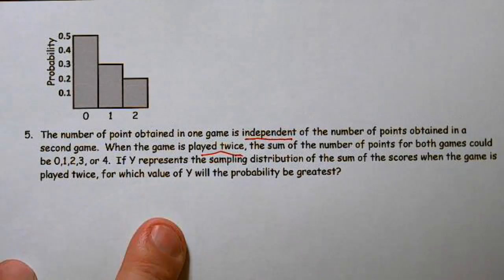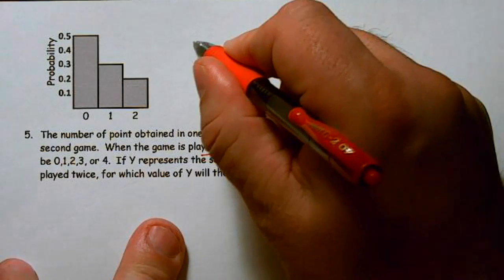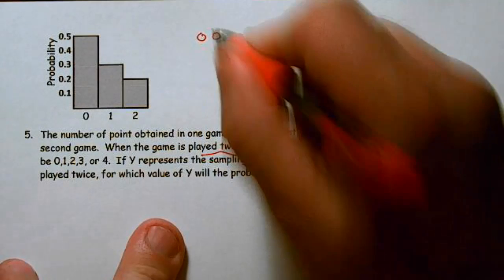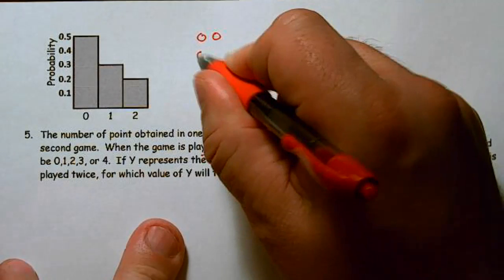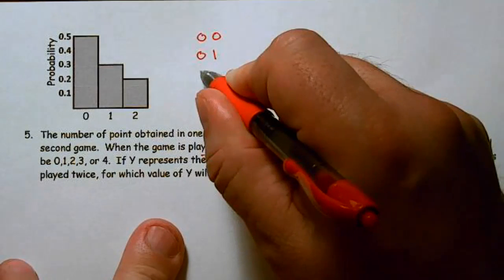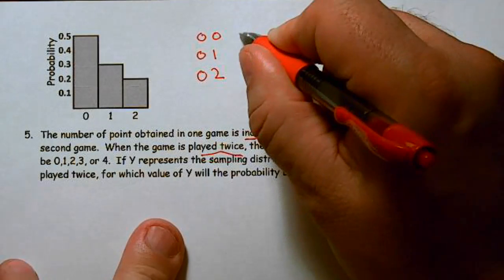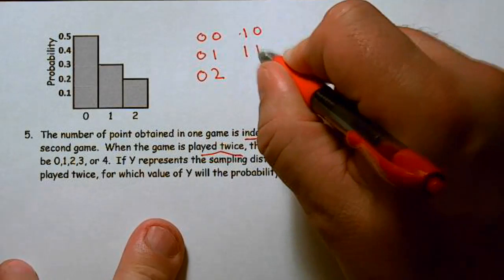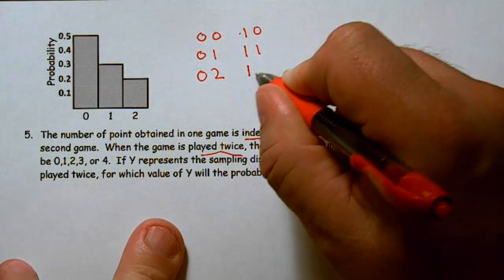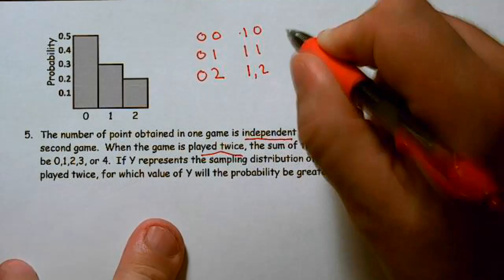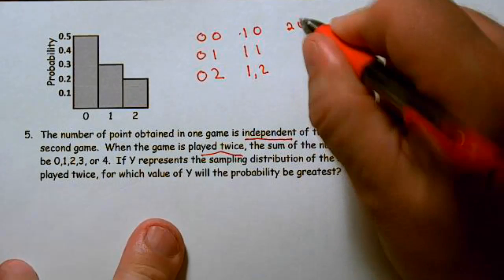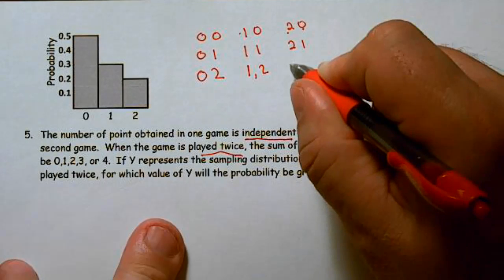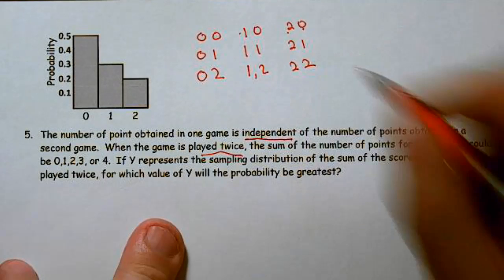So here we go. First off, we're going to set up a sample space. On the first game, I could get 0 points, and I could get 0 points on the second game. And I could get 0 on the first, 1 on the second, 0 on the first, 2 on the second. I could get 1 on the first, 0 on the second, 1 on the first, 1 on the second, 1 on the first, 2 on the second. And then the last one, I could get 2 on the first, none on the second, 2 on the first, 1 on the second, 2 on the first, and 2 on the second.